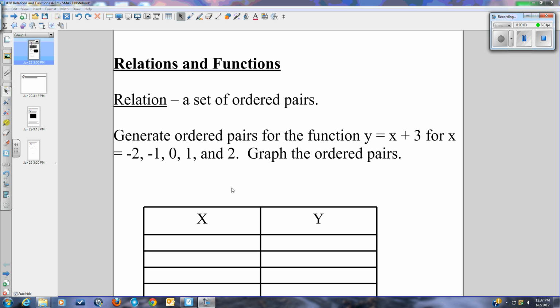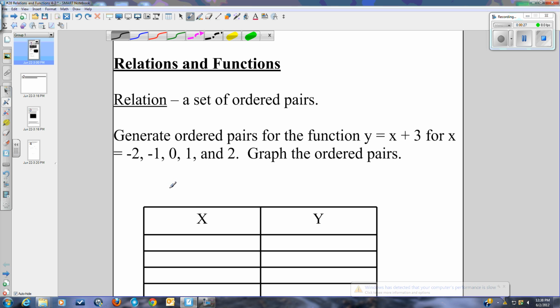Today we're going to be talking about relations and functions. A relation is a set of ordered pairs. So for instance, in this table it says generate ordered pairs for the function y equals x plus 3 for x equal to negative 2, negative 1, 0, 1, and 2. And then we want to graph the ordered pairs.